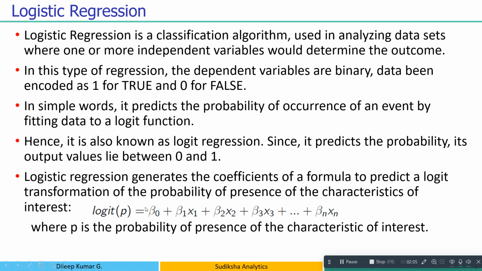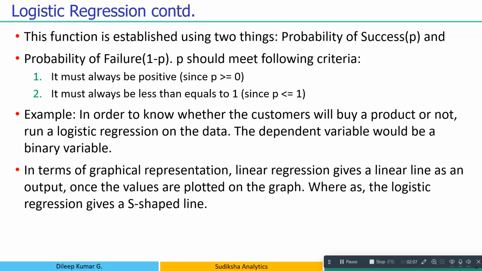P means the probability of presence, and probability of success is denoted by P, and the opposite of this is 1 minus P, which is the failure probability. And we can interpret the result. Once you get the probability value, you can interpret that into 0 or 1. If the probability value is greater than or equal to 0, we consider that as positive. If it is less than that, we consider that as failure.